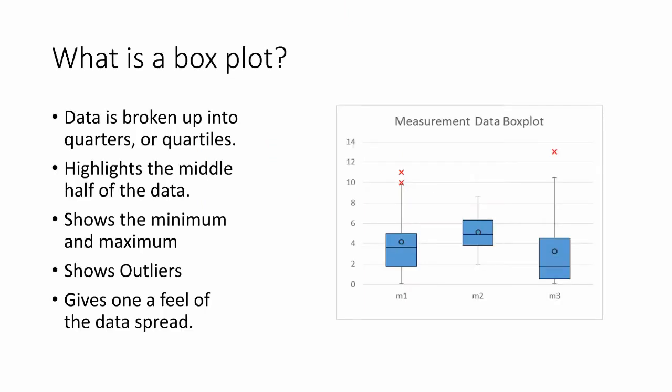So here we're going to talk about box plots. Something simple, something that's good for looking at data. And here we've got 3 data sets that were shown in the box plot. So the data is broken up into quarters or quartiles. Kind of highlights the middle of the data with those blue boxes. Shows a minimum, a maximum, and then it shows outliers, and that's what these red X's are. These are the outliers. These T's are whiskers.